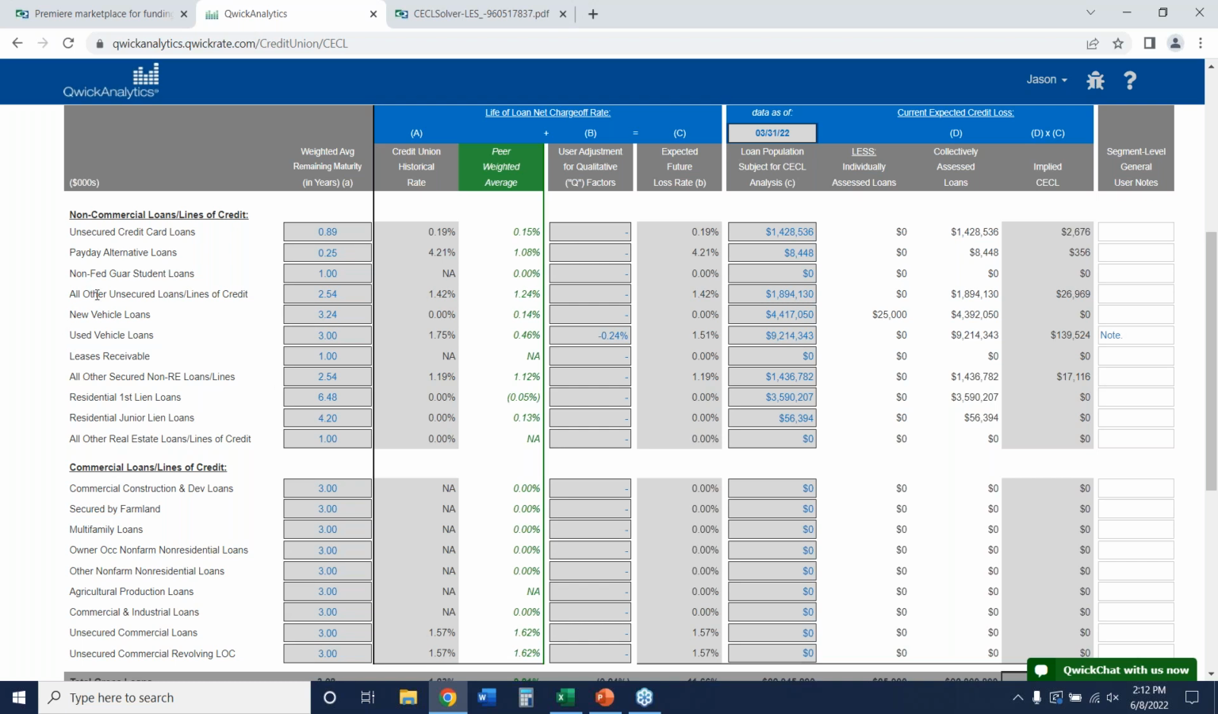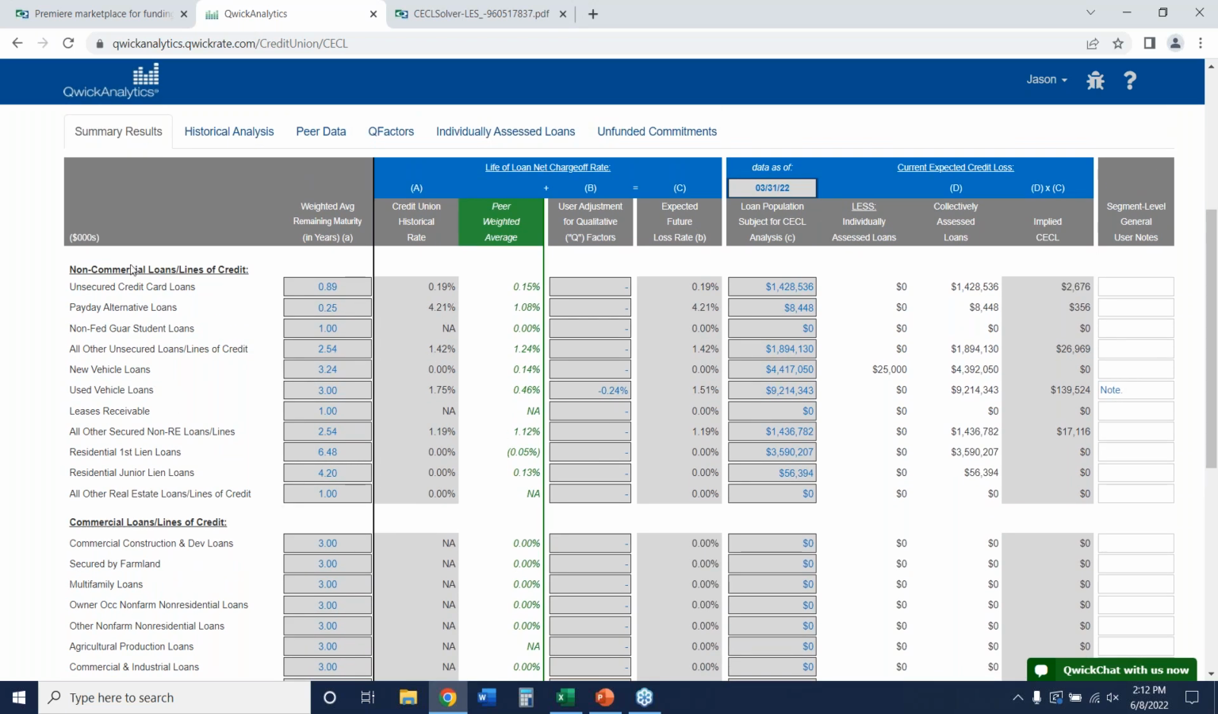The call report just changed, and these two segments used to be combined in just the all other loan category. So we'll have to untangle some data here because there is a shift in how we're collecting that data. But we can see all the WARMs and all of the associated losses here. So all things being considered, this is the starting point for your CECL analysis. These are the historic loss rates that your credit union has had over these durations. And we think, hey, that's going to be a good place to start.